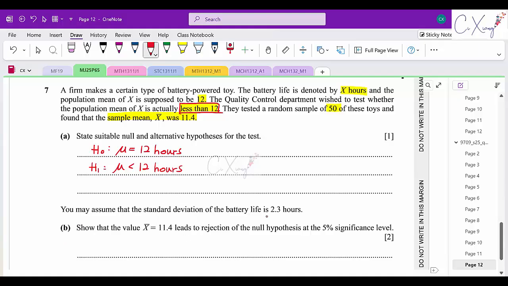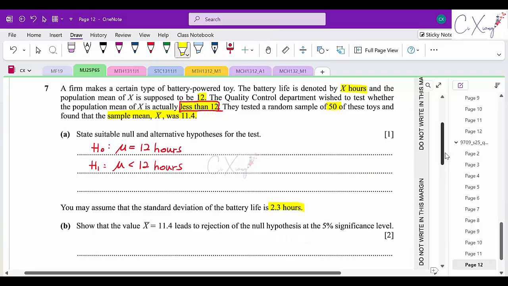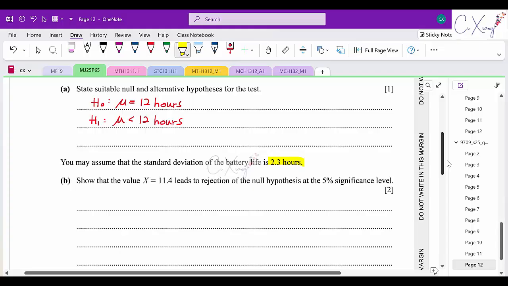You may assume that the standard deviation of the battery life is 2.3 hours. Okay, this is a population standard deviation. Show that the value of 11.4 leads to rejection of the null hypothesis at the 5% significance level. So basically, they just want you to continue to carry out the test. You have set out the null and also the alternative hypothesis. Then let's have a look at the remaining part of the test. Okay, it is a normal distribution question, right?